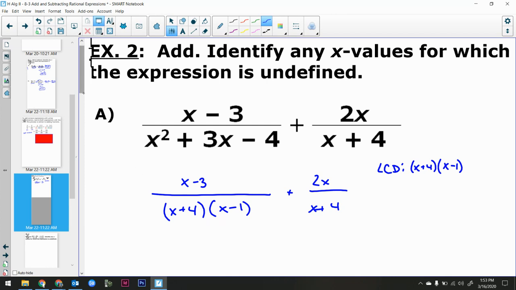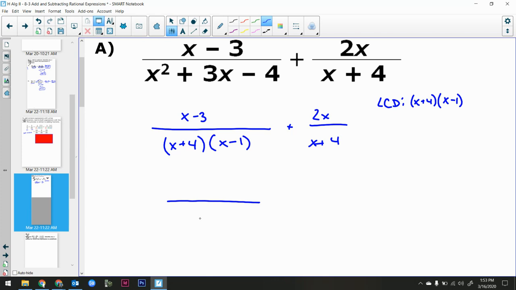So that means my LCD, my least common denominator, is x plus 4, x minus 1. I'm going to go through just like I would if it was a normal fraction, x plus 4, x minus 1. When I say normal fraction, I just mean one with just numbers in it, because this is what we would do if they were just numbers, right? So what does this have, or not have? What's missing there? Nothing. Okay, well then I don't need to do anything to the top.